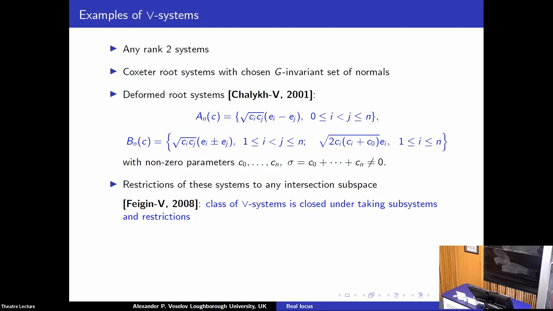And then that's a very important result, I think, with Misha: that class of check systems. If you take a Coxeter system, you can take a subsystem and it will also be Coxeter. But if you take a restriction or projection, it's not a Coxeter system. Check systems satisfy this property; it's closed under restriction. And I think we can view them as a kind of minimal extension of Coxeter root systems, which satisfy both taking subsystems and restriction.